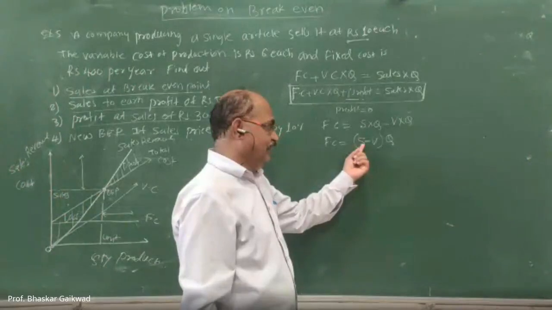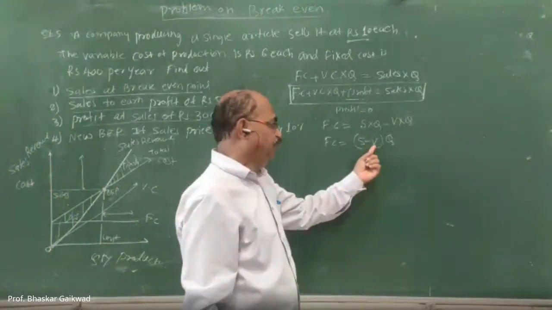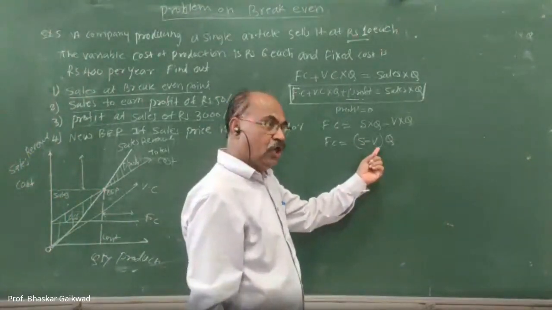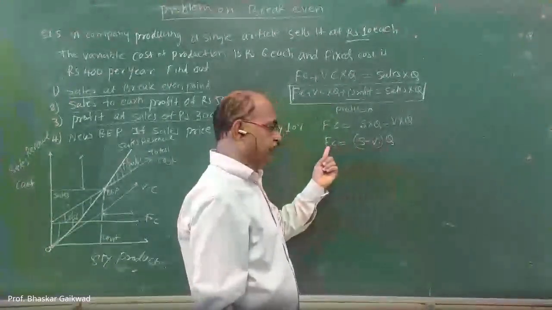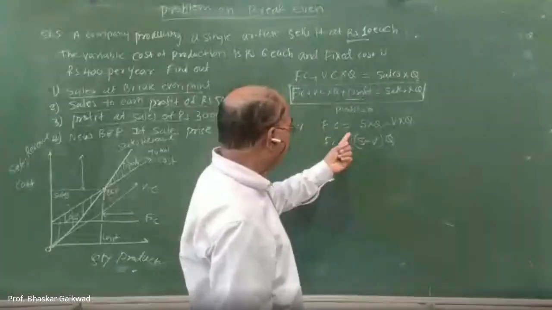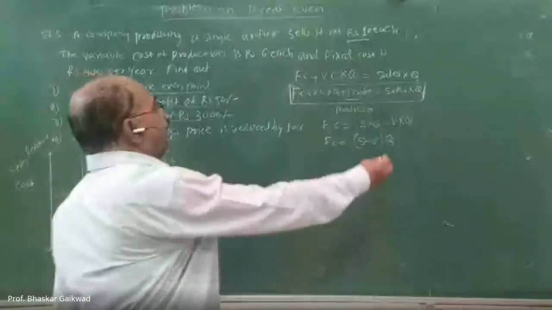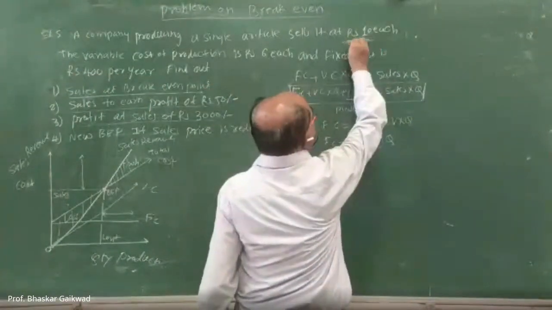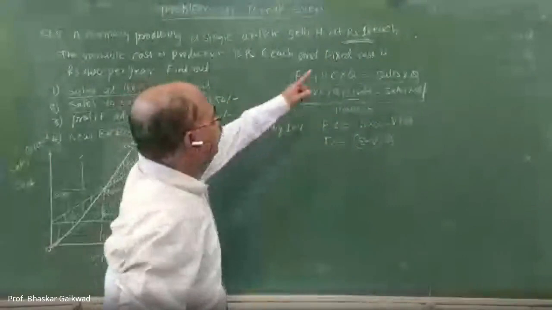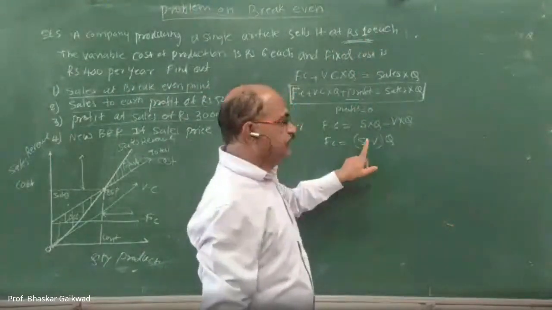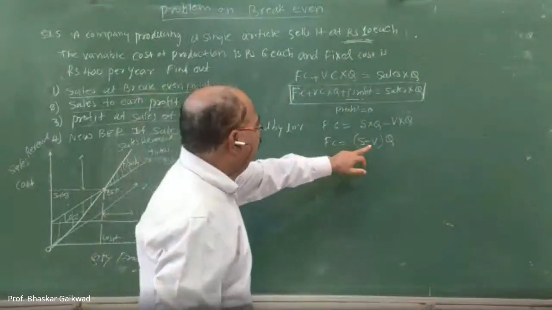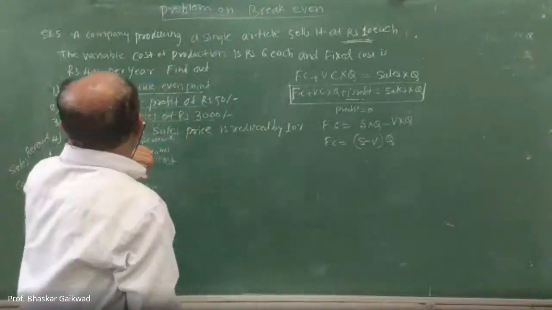Now what is S here? Sales per unit. And V is the variable cost per unit, Q is the quantity, and FC is the fixed cost. So what is S in this? This is sales at 10 each, so S is 10. And V is the variable cost.